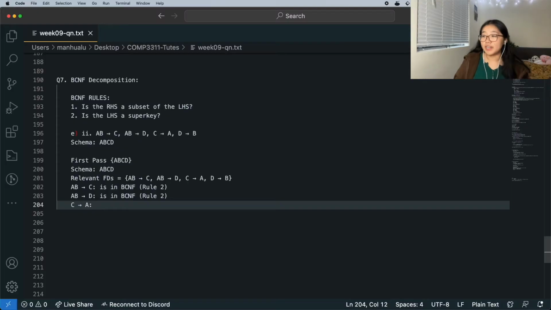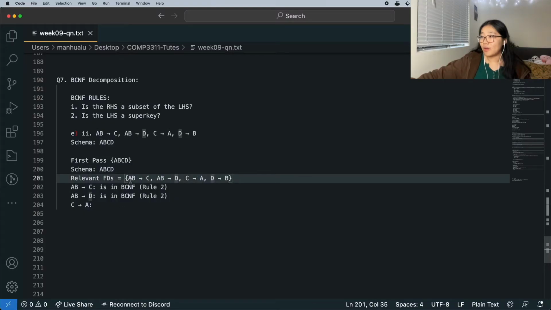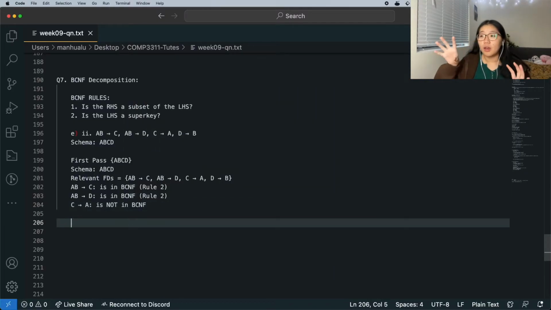Okay, how about this next one? So C gives us A, and that's it. C gives us A, and then we've got A now, but A without B isn't able to give us anything. So it's not in BCNF, and therefore you want to fix this functional dependency.